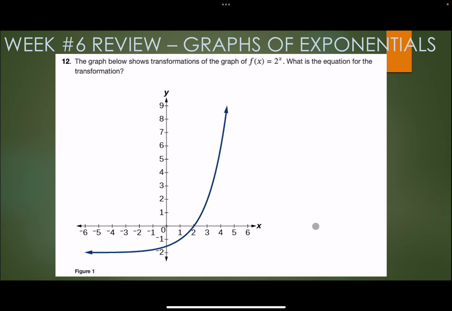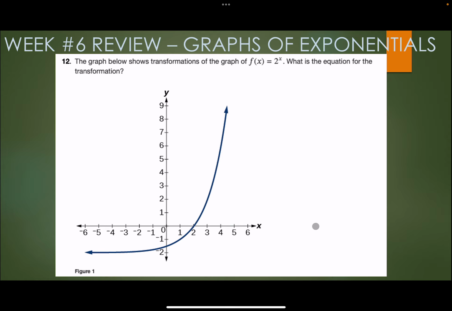Okay, so 2 to the x is exponential growth, and it's still showing growth, so that's okay, right? The y-intercept should be at 1, because if we make x be 0, y would be 1. But now the y-intercept is actually negative 1.5. So it's definitely been shifted down, right? It looks like it's been shifted down 2, actually.